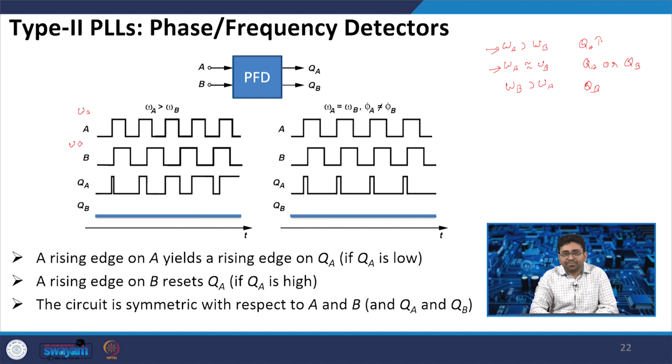The same will be true when omega A is equal to omega B. So, here a rising edge on A yields a rising edge on QA. If QA is low, a rising edge on B resets QA. So, if there is a rising edge on B, it resets QA if QA is high, and this circuit is symmetric with respect to A and B. Either you give it to A or B, it is symmetric. So, how can we implement this mechanism in the circuit?